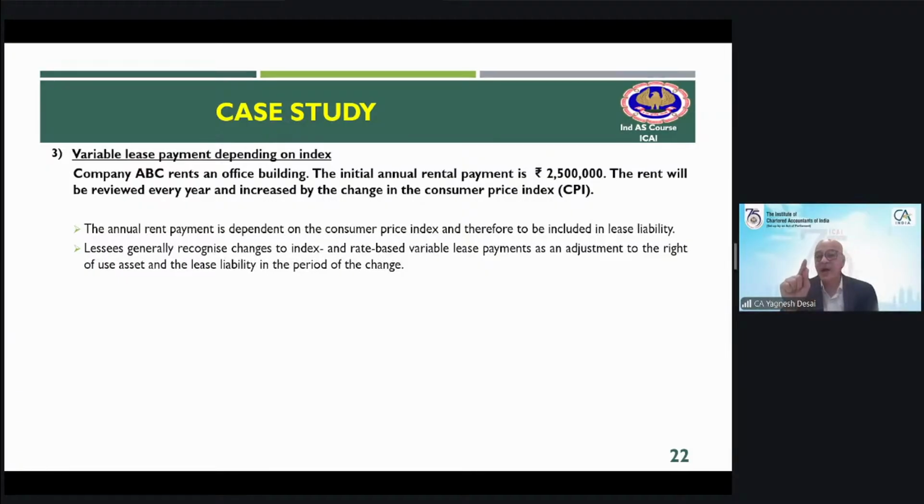This I discount for the balance 4 years. I arrive at some value, which is the present value of the balance 4 years, and if there is any difference, if there is an increase or decrease in the lease obligation, it will be accordingly accounted for. I have given one example later on, and I have also explained what happens when the lease payments are remeasured.